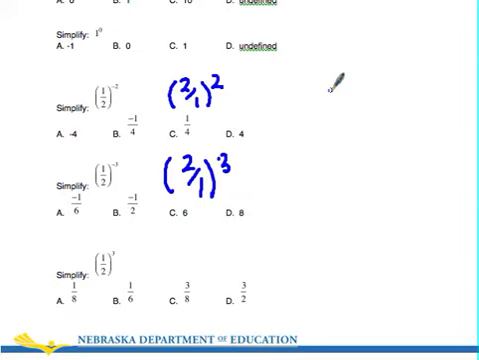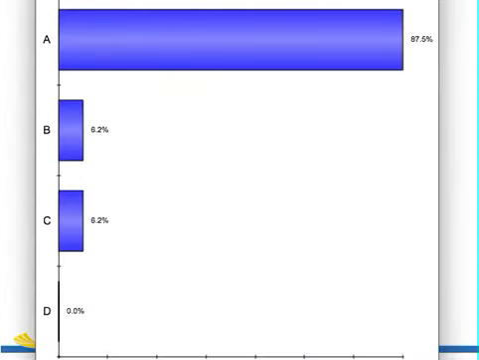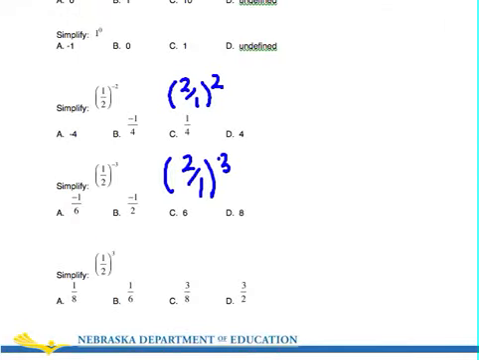Next one, what is 1/2 to the third? And the answer is letter A. Nice job. Where that comes from is 1/2 times 1/2 times 1/2. Alrighty, let's look at the next page.